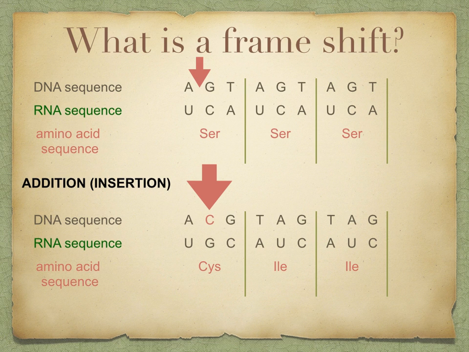No. So this shift to the right is going to affect the codons, and it's also going to affect the amino acid sequence. So you're going to get a protein with a completely different sequence just from the addition of one nucleotide. So instead of you getting the amino acid serine, serine, serine, you're going to have cysteine, isoleucine, isoleucine.